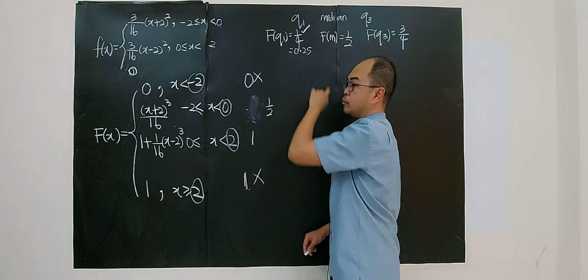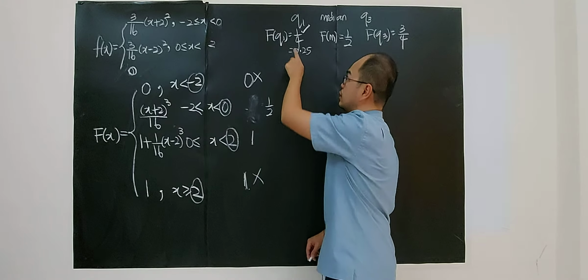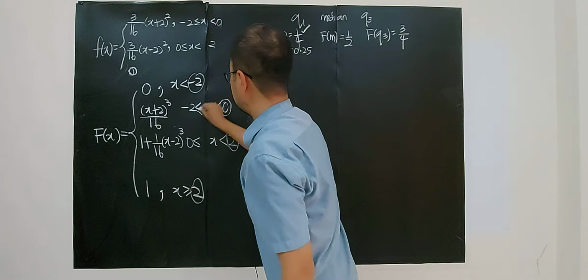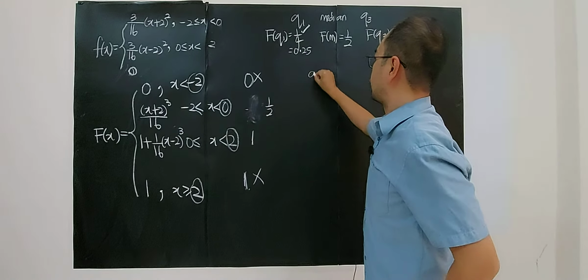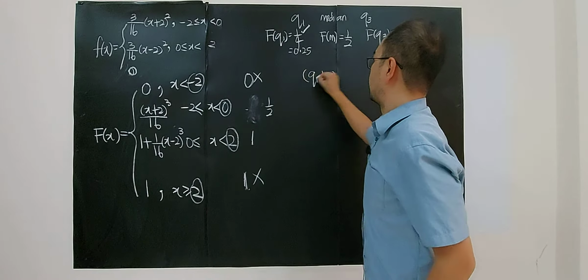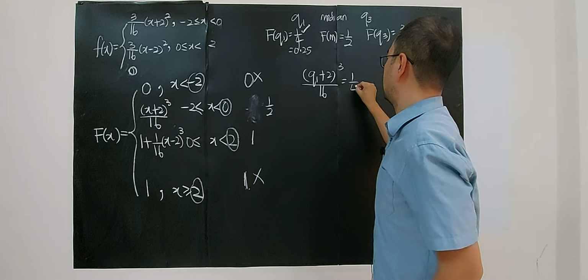1/2 is greater than 0.25. It's the first value that is more than 0.25. So the first quartile will be inside here, right? So you substitute the Q1 into this. Okay, so you have (Q1 + 2)^3 / 16 = 1/4.